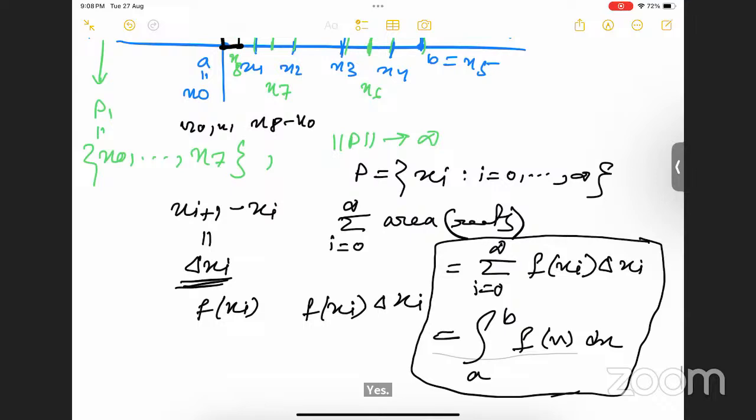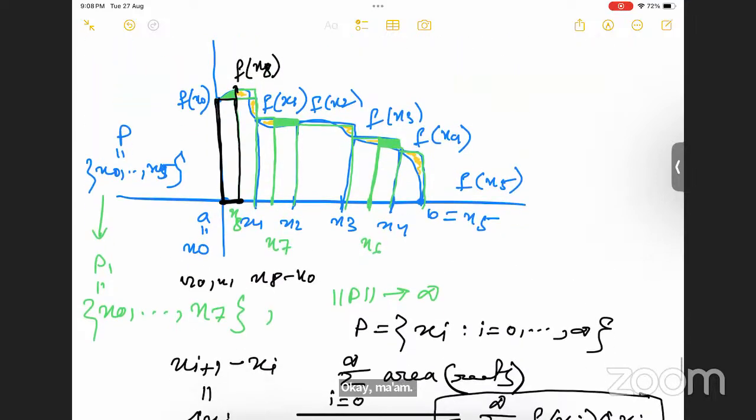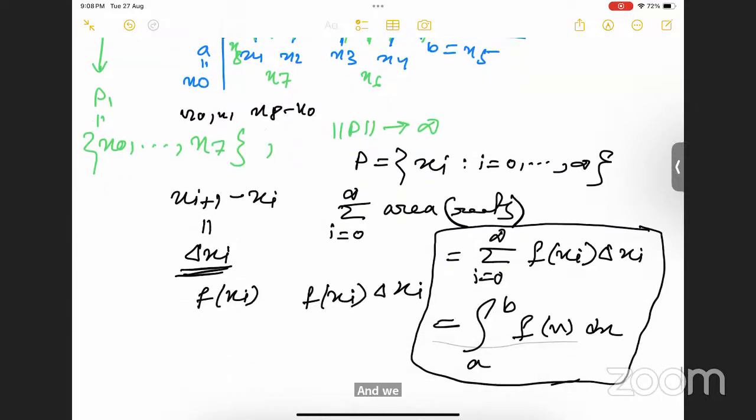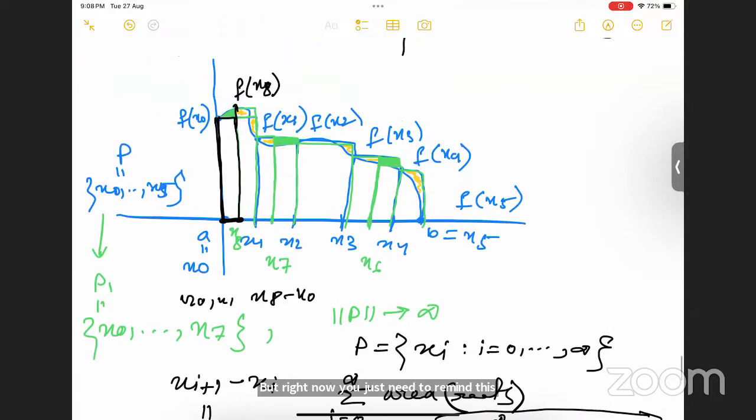There is huge theory behind these things, but right now you just need to remember this basic thing, just these steps two and three.